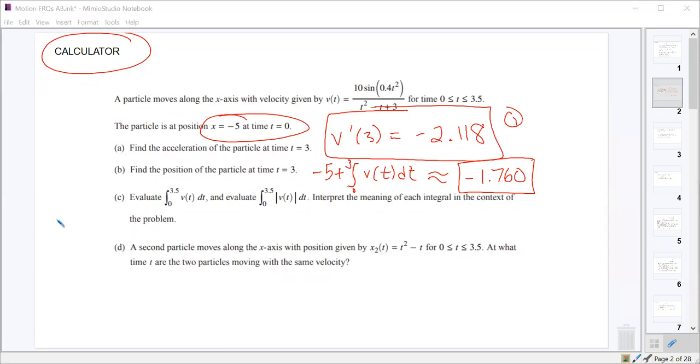1 point if you have the right integral, 1 point if you remember the initial condition, and 1 point if you have the correct actual answer. Okay? So make sure that if you are looking for displacement or position of the particle, that you include the initial condition within that. If you don't include that, you're only going to end up with one of those 3 points.